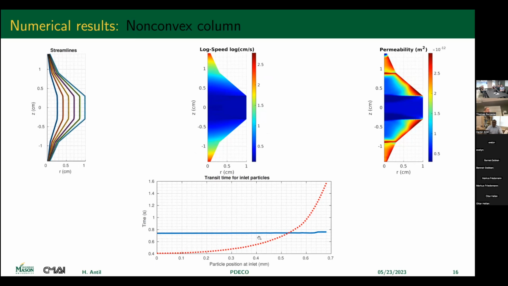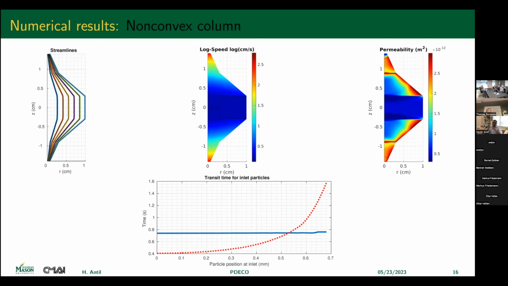And the transit time, again, is constant if you do optimization. If you do not do optimization, it's this red curve. So what we have done here is we created a velocity profile, which is not trivial to construct, actually. More details are available in our paper.